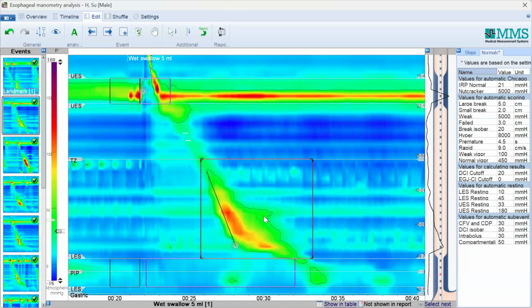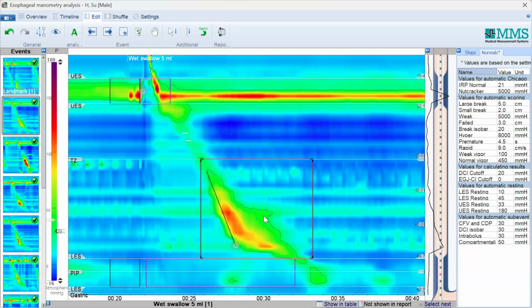So in the supine position, we will give the patient 10 wet swallows, 5 ml. In the upright position, we will give the patient 5 wet swallows, each one 5 ml, and we will do what we call the drink challenge. The patient will drink 200 ml continuously, and we will do multiple rapid swallows. We will give the patients 2 ml five times, like 2, 3 seconds between each one.